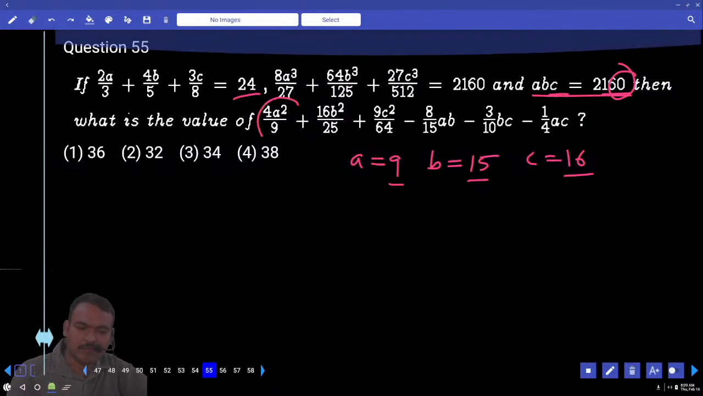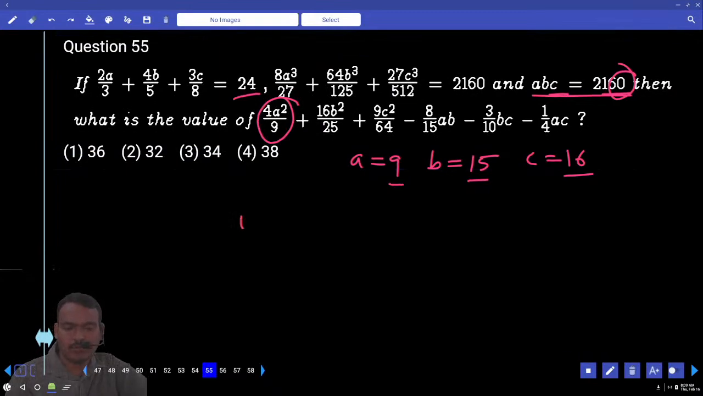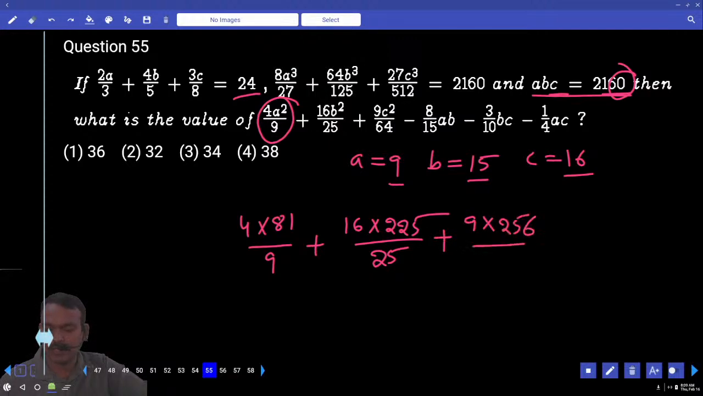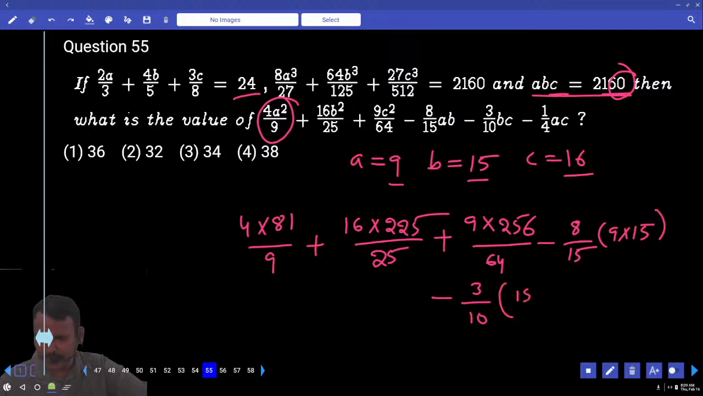What is the question here? 4a square by 9: 4 into 9 square, that is 81 by 9. Plus 16b square: 16 into 225 by how much? 25. Plus 9c square: 9 into 16 square, 256, by how much? 64. Minus 8 by 15 into ab. ab means 135, that is 9 into 15. Another one, 3 by 10 into bc. What is the b value? 15 into the c value 16. Minus 1 by 4 into a into c, that is 9 into 16.